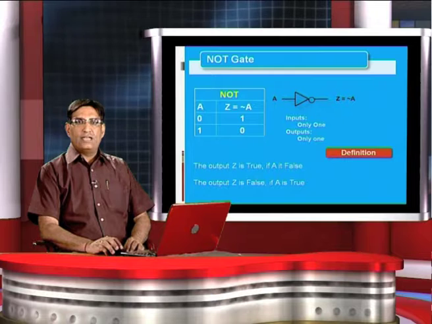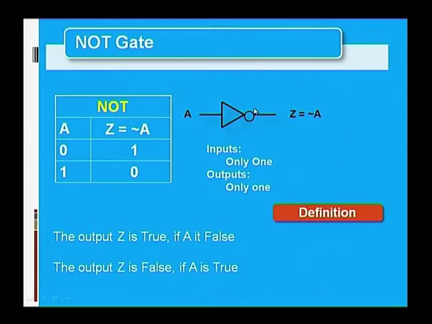It also follows negation logic. This is the symbol of NOT gate. One thing here again we have to note is that a NOT gate has only one input and only one output, where the output is the complement of input. Here again we have to note one important thing, that the negation is represented by a circle that is also termed a bubble. Then the definition says the output Z is true if A is false, and the output Z is false if A is true. Also from the truth table we can find the same thing.